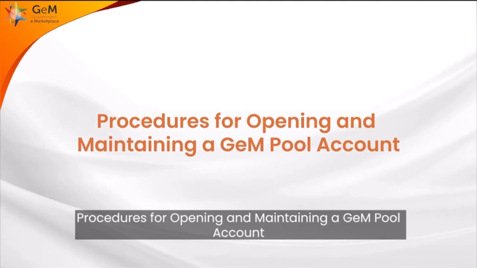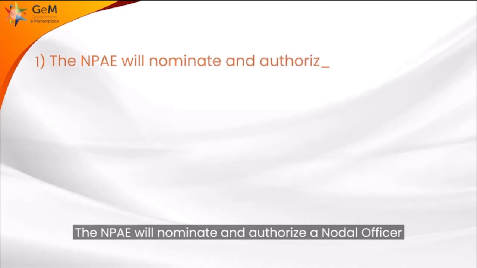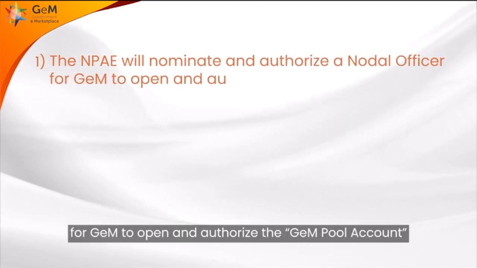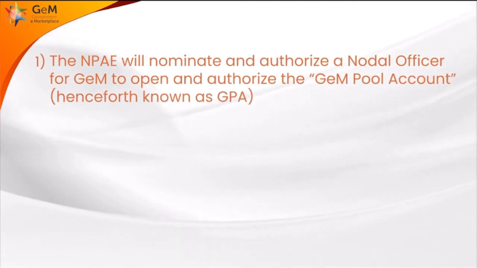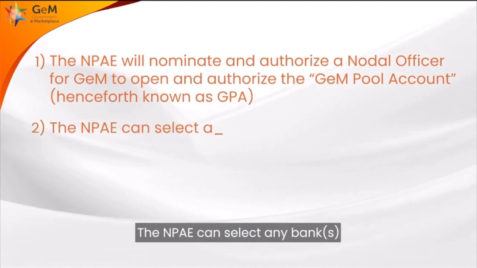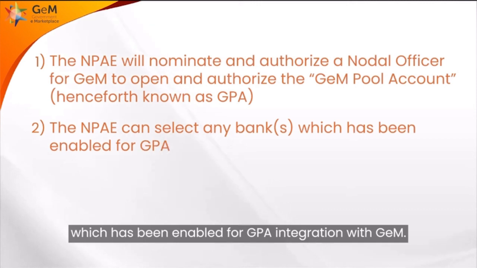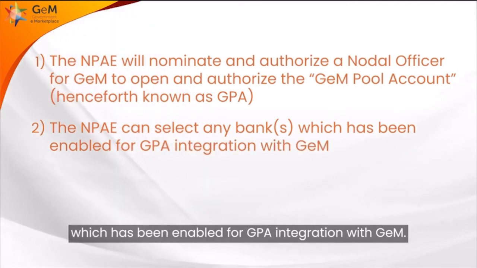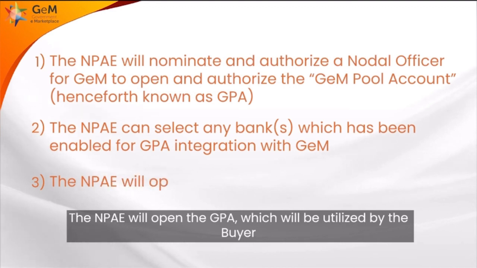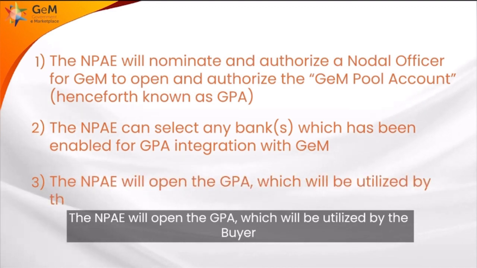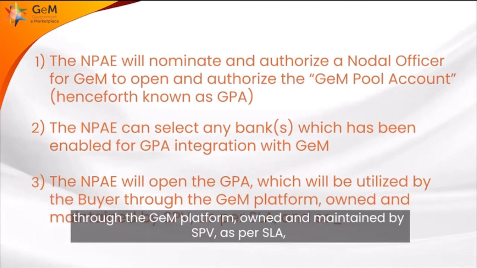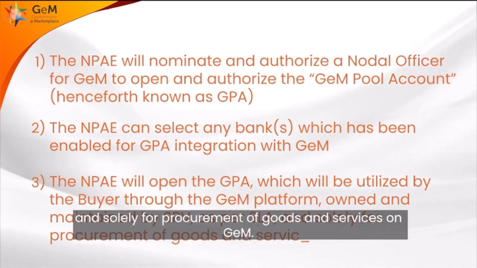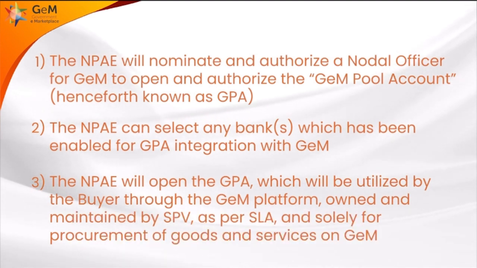Procedures for opening and maintaining a GeM Pool account. 1. The NPAE will nominate and authorize a nodal officer for GeM to open and authorize the GeM Pool account, henceforth known as GPA. 2. The NPAE can select any banks which has been enabled for GPA integration with GeM. 3. The NPAE will open the GPA which will be utilized by the buyer through GeM platform, owned and maintained by SPV as per SLA, and solely for procurement of goods and services on GeM.